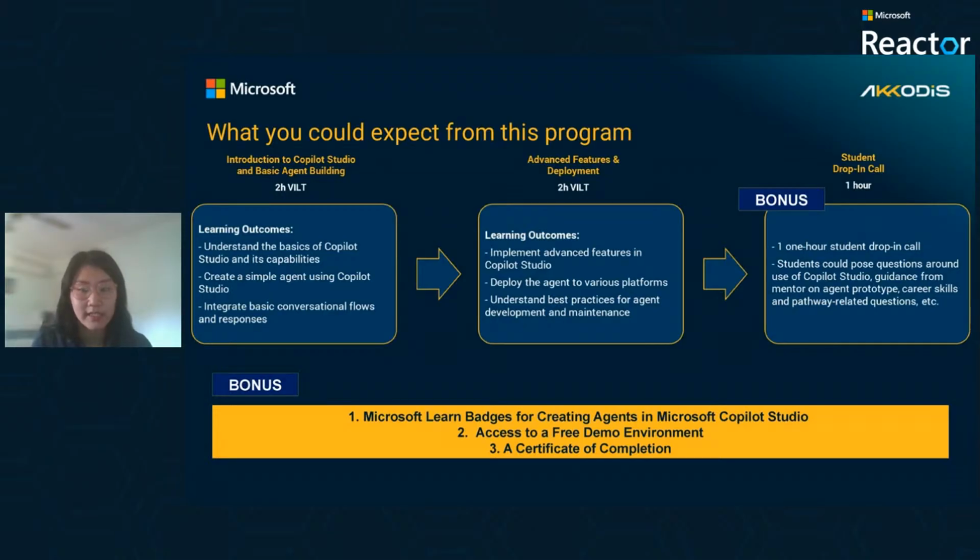The second session is advanced features and deployment. What you'll learn from this one is how to implement advanced features in Copilot Studio, how to deploy the agent to various platforms, and also the best practices for agent development and maintenance. The third bonus session is a student drop-in call. This will run for 1 hour. In this session, students can pose questions around the use of Copilot Studio, get guidance from our Microsoft expert on agent prototypes, career skills, and any pathway-related questions as well.